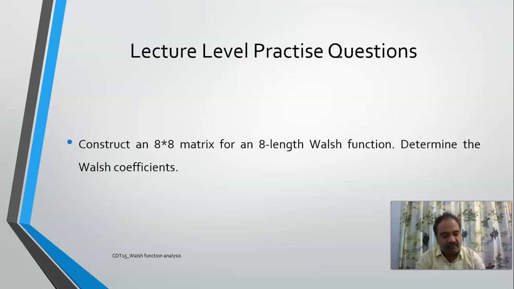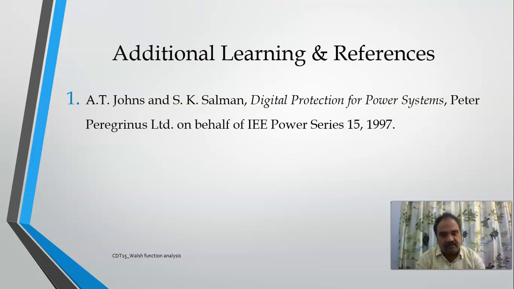So this is a problem. You are supposed to develop an 8 by 8 matrix for the length 8 Walsh function. Determine all the Walsh coefficients in it, starting from Walsh 0, 0 to Walsh 7, 7. With this, I hope you can find additional information in this particular textbook, which I have already shared in the coursework.